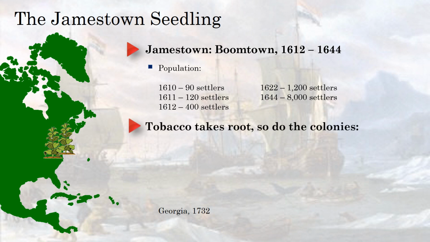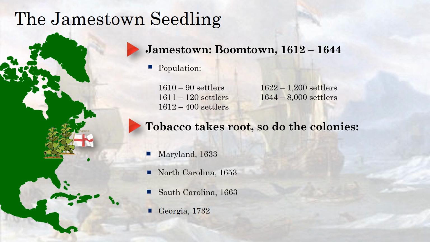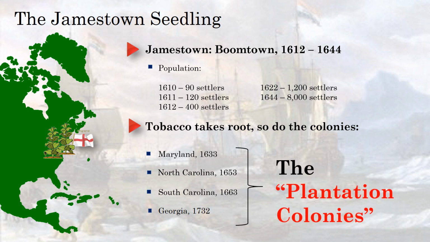And so as tobacco takes root, so do more colonies, more English colonies begin to appear. And real quickly, and we will go over these in a later lecture in some detail, but you've got Maryland, which is established in 1633, North Carolina, 1653, and South Carolina splits off from that, and Georgia in 1732. So I know I'm jumping ahead a whole lot, but this is just to give you an idea of the development of what we call the plantation colonies. Another way of talking about them is to talk about the southern colonies. They're primarily going to be colonies that are devoted to agriculture, and most of their livelihood and economic activity is going to revolve around agriculture.